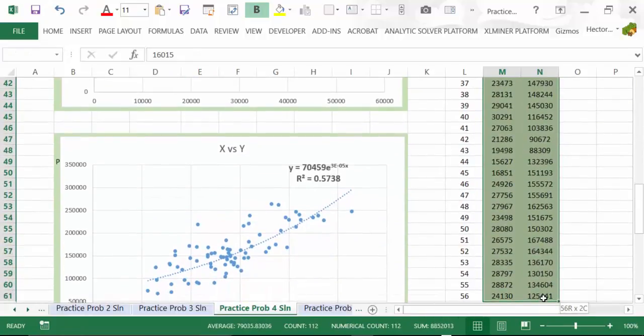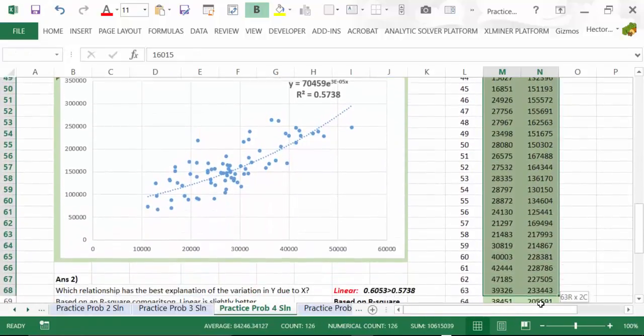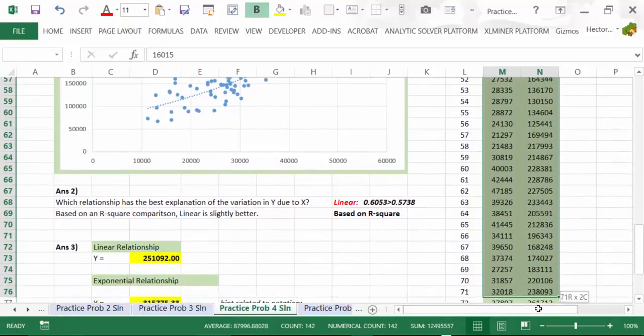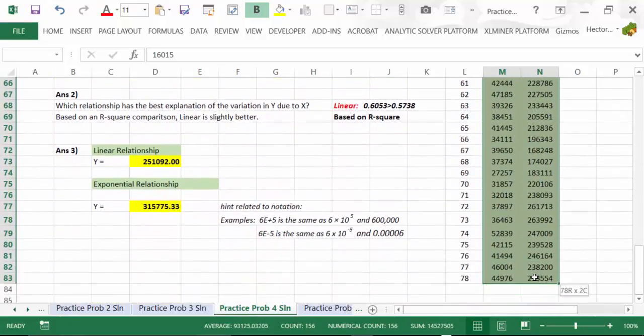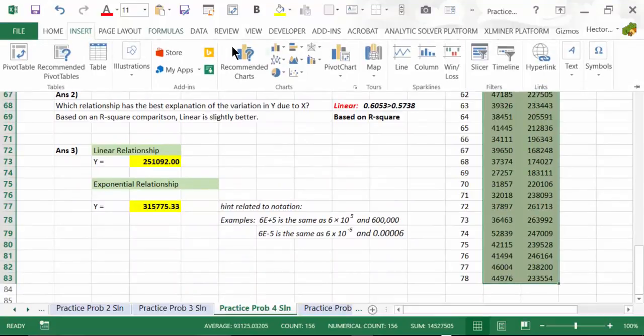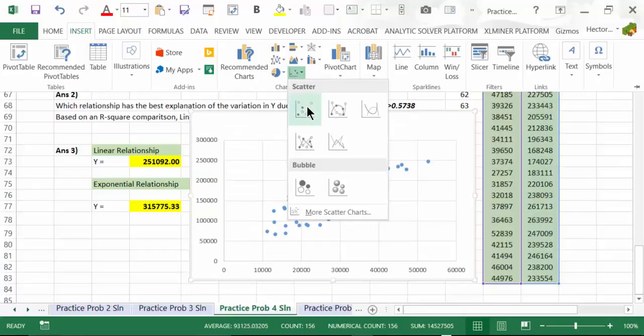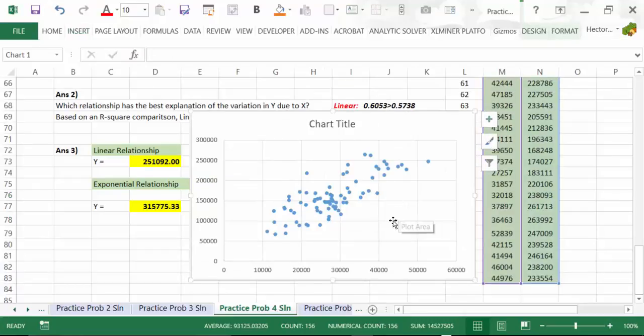quickly. They had 78 data points, I believe, observations. Let's go to Insert, let's go to the chart area, and let's find our scatter diagram. And here's our scatter diagram. One dimension on one axis, another dimension on the other axis. So this is X, and this is column M, and this is Y, and this is column N.